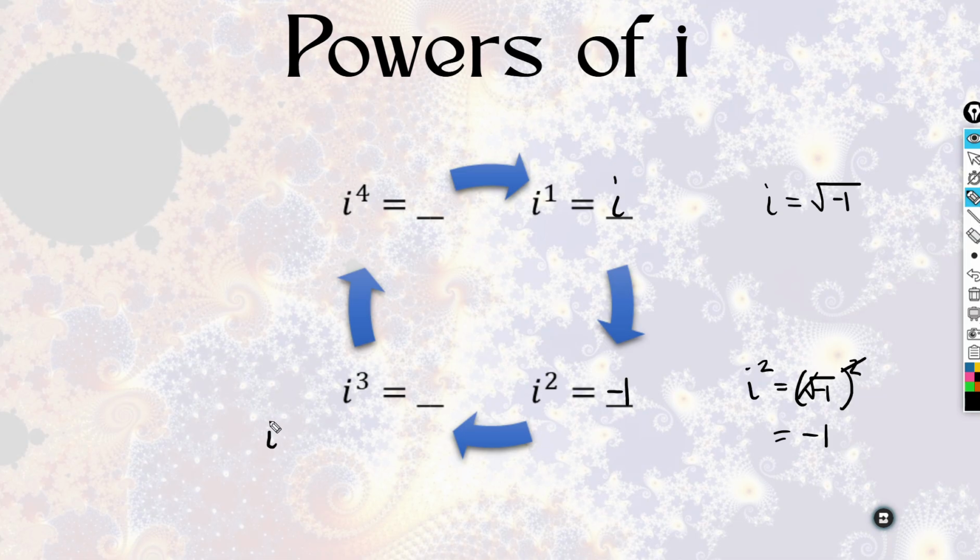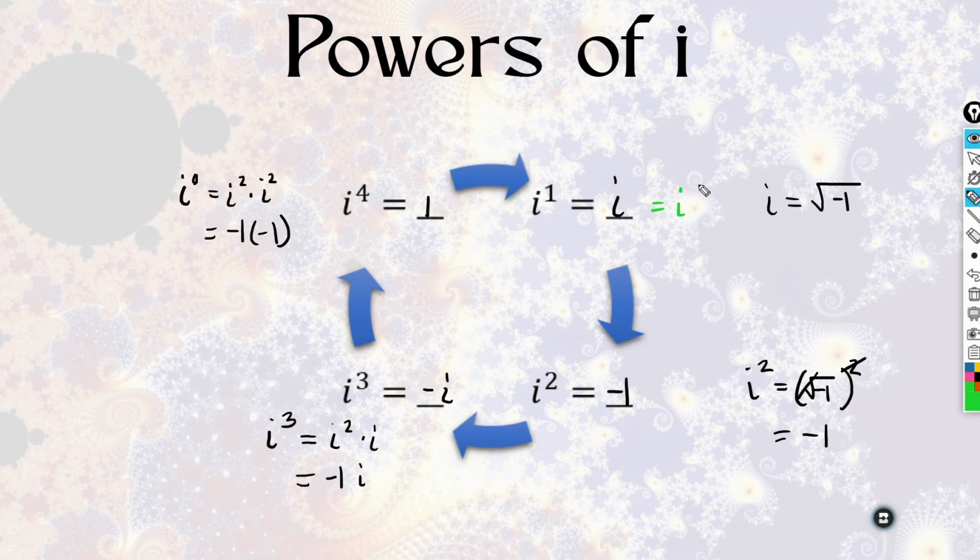So i cubed is i squared times i. And we found out i squared is negative 1, and i is just i. So it's negative i. i to the fourth is i squared times i squared. So -1 times -1, which is just +1. What's neat about this cycle is it keeps repeating as the powers go up.